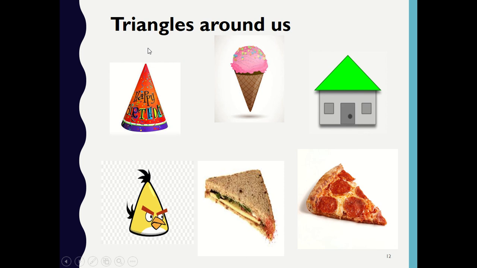Okay, let's see triangles around us. You can see this birdie cap, ice cream cone, and what is the shape of this birdie cap? Triangle. And this is ice cream cone and shape is triangle. And see, this is the roof of this hut and shape is triangle. Wow, angry bird. You can see the shape? Yes, triangle. Then sandwich and pizza. So, can you guess the shape of this slice of pizza? Yes, it's triangle.